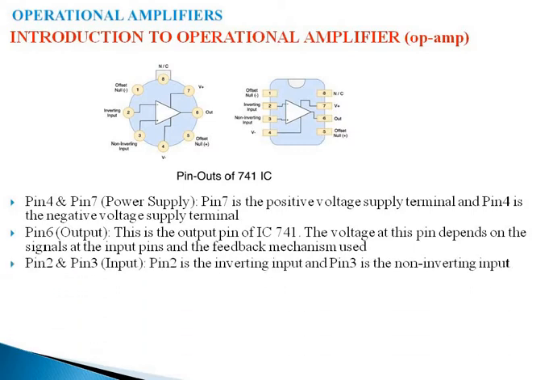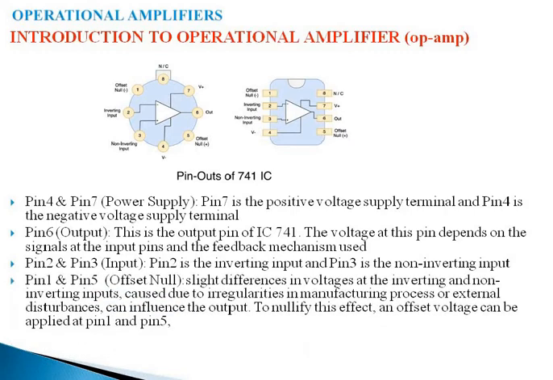Next are pin 2 and pin 3, which are the input pins. Pin 2 is the inverting input and pin 3 is the non-inverting input. If the voltage at pin 2 is greater than the voltage at pin 3, that is the voltage at inverting input is higher than the non-inverting input, the output signal stays low. Similarly, if the voltage at pin 3 is greater than the voltage at pin 2, that is the voltage at the non-inverting input is high, the output goes high.